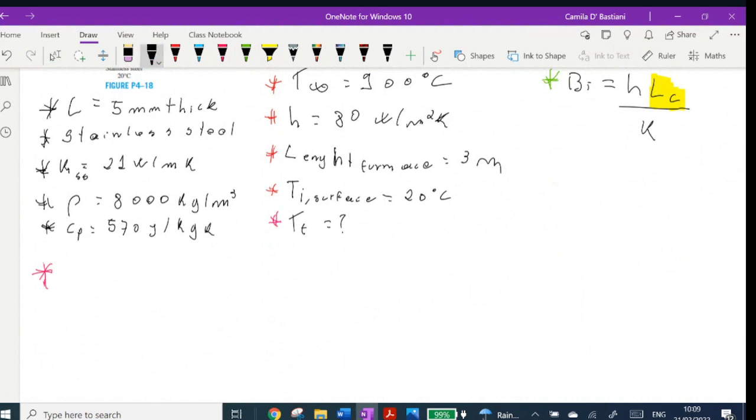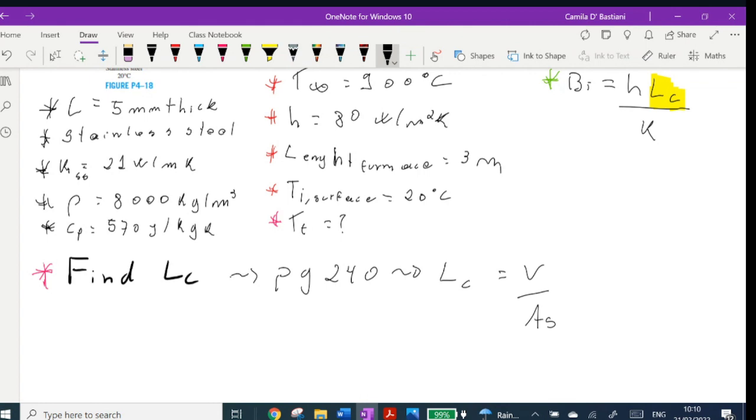So my first step here is find Lc. Well, if we go to the book, 5th edition, the one that I mentioned the other day, page 240, we have the equation for the characteristic length, not specific length, sorry. For the characteristic length, my characteristic length is equal to volume divided by my superficial area where my heat transfer is occurring. I know that volume is my thickness multiplied by my area, correct?